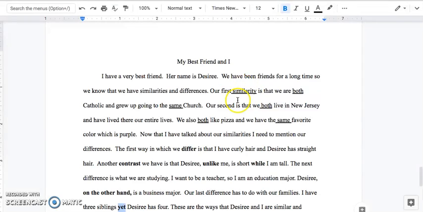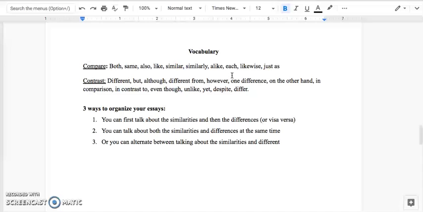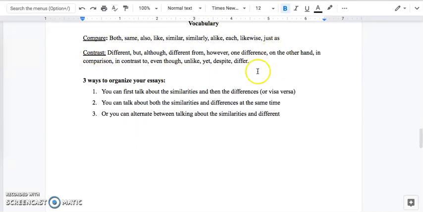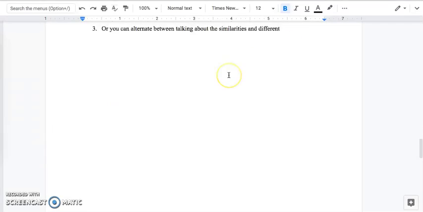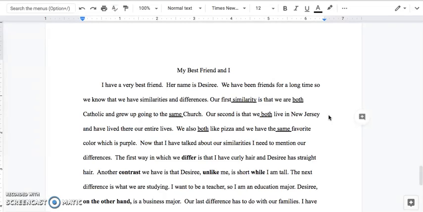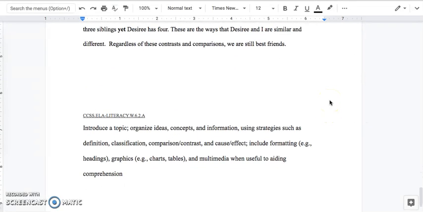So you can see that in order to write this essay, I had to use this vocabulary to show similarities and differences. Now, I didn't use all of them, but these are just some words that you could use, and these are how I use them in my essay. Writing a compare and contrast essay would line up with your 6th grade learning standards for literacy. And now that you know how to write a compare and contrast essay, you can reach your goals of learning.